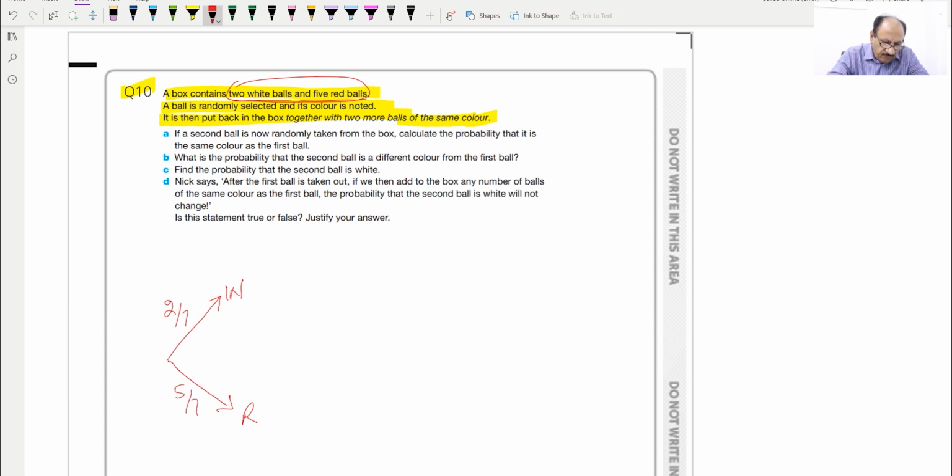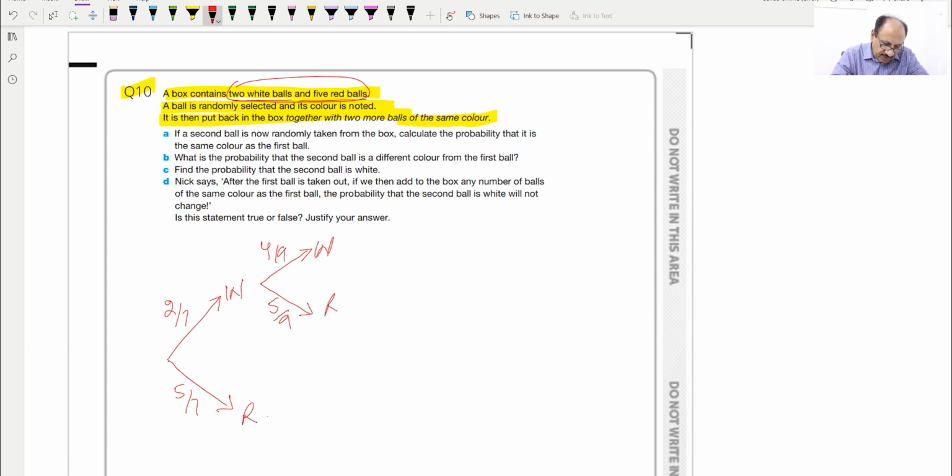Now if first ball is white, then they are saying it is then put back in the box together with 2 more balls of the same color. So if first ball is white, 2 more white will be inserted in the box and it will become 4. So 4 out of 9 for white. And if it is, for example, red ball, it will remain same, so it will be 5 out of 9 because we have inserted 4 balls.